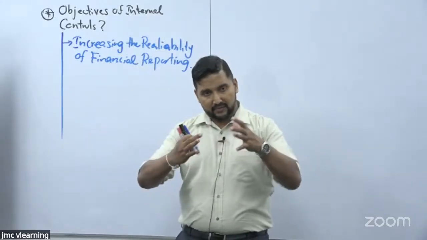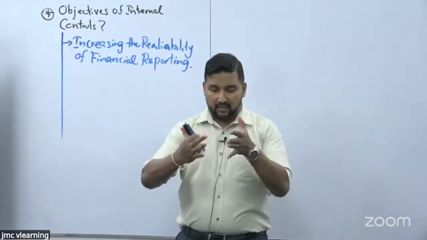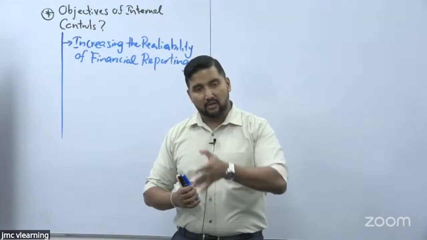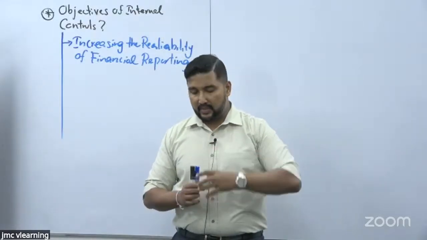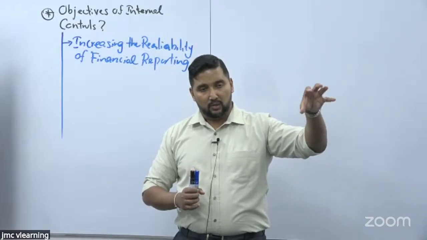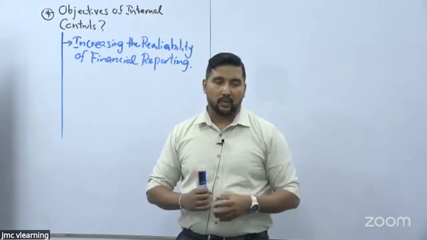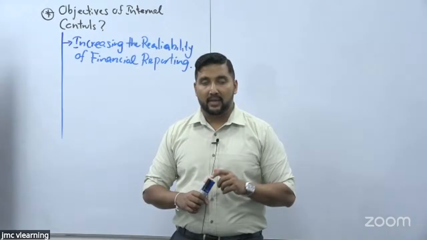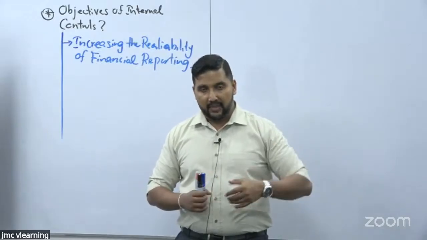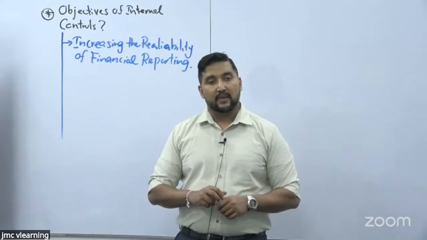But in the middle, between the cashier and the accounts clerk, there is a person called the finance manager. The finance manager puts a control like this: he clearly instructs the clerk to bring the payment voucher to him for his approval. So at the time the business organization wants to make a payment, the clerk will prepare the payment voucher and the same payment voucher will be forwarded to the finance manager for approval.